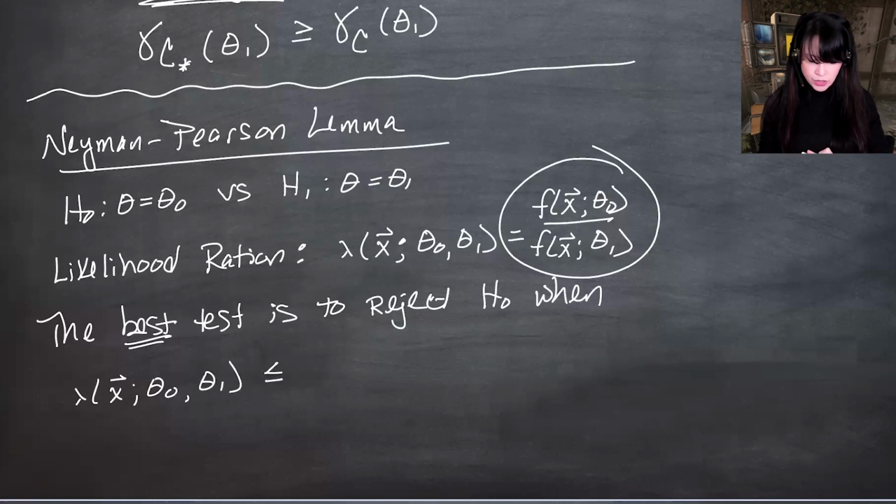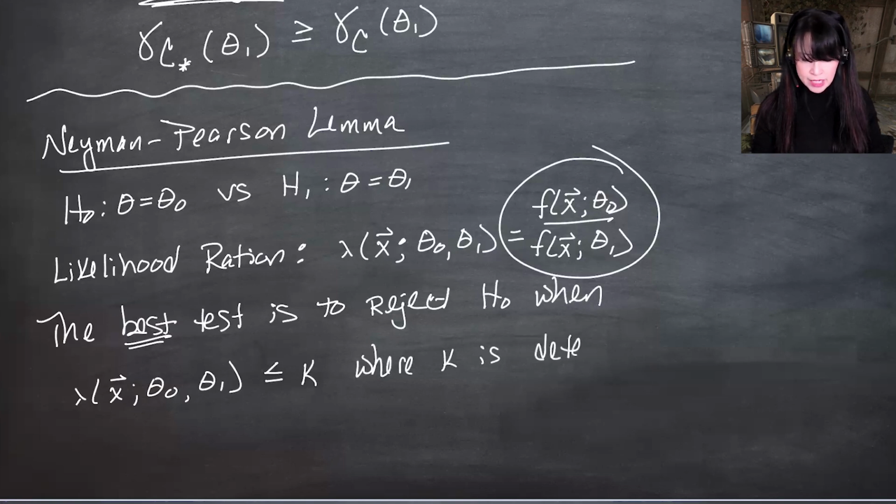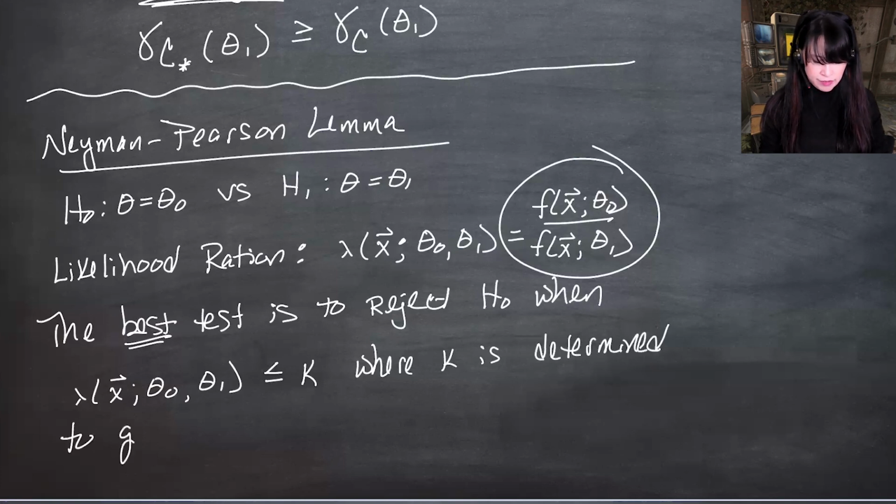Neyman-Pearson usually has it as a less than or equal to. It's not important for our continuous distributions, but it could be important. Some constant. Now, usually we call our cutoff C, but because there's all these other C's floating around here, I started to call the constant K, where K is determined in order to give a size or level alpha test.